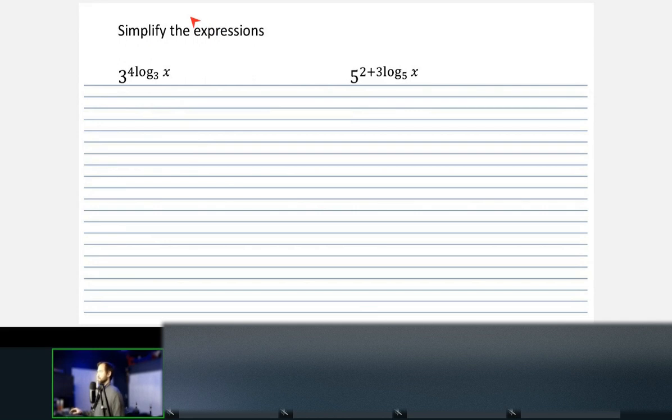All right. I think these are a lot of fun. These are like puzzles. So you're trying to reduce it, simplify it, maybe get down to a single number. So we have 3 raised to the 4 times log base 3 of x. All right, let's use our properties.